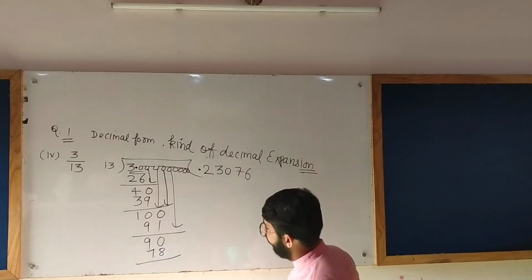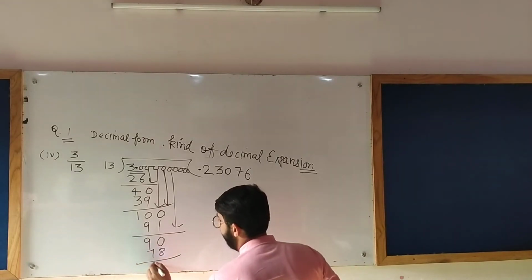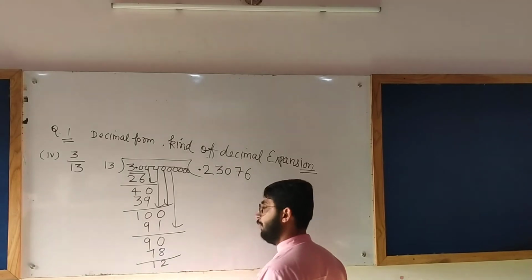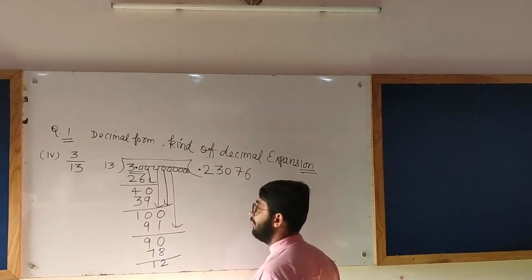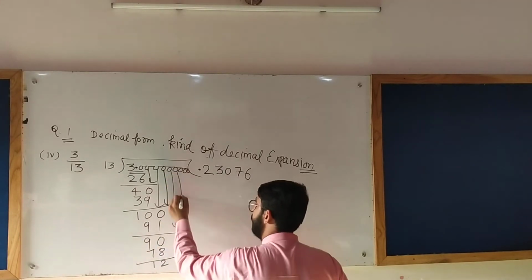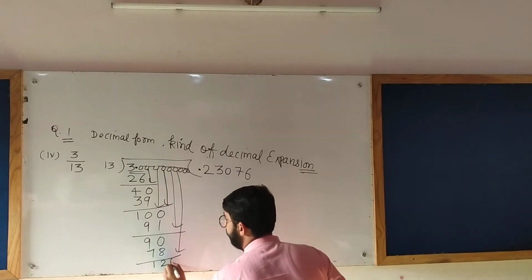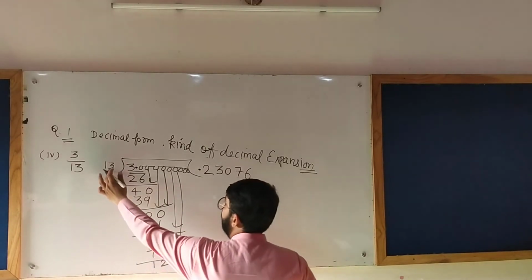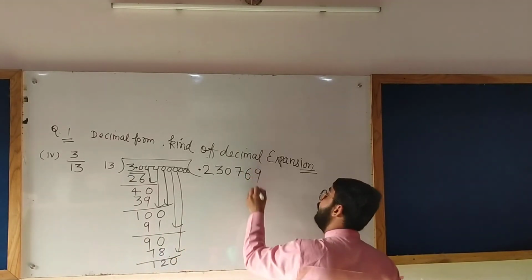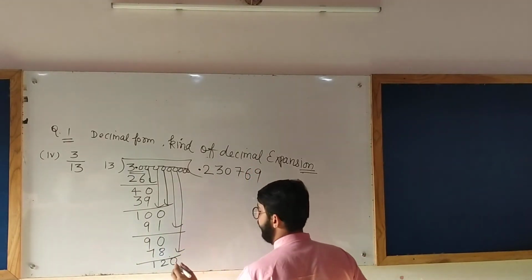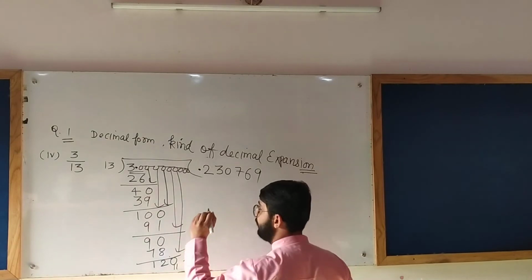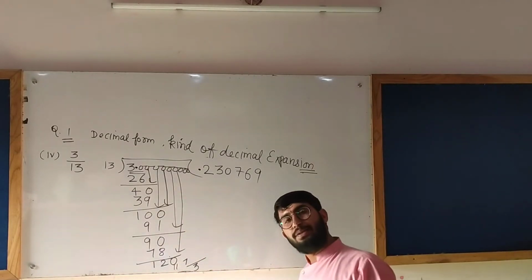Okay, now the remainder is what? Remainder is 12. 10 minus 8 gives you 2 and 8 minus 7 gives you 1. Take one more 0. Take 1 0. Okay. Now 13 nines are 117. 13 nines are 117 and the remainder is 3.